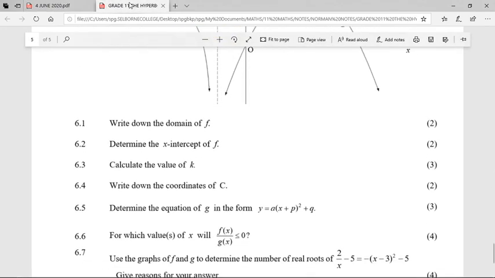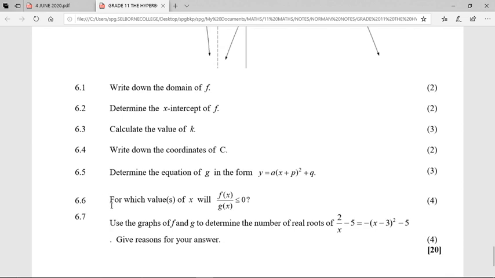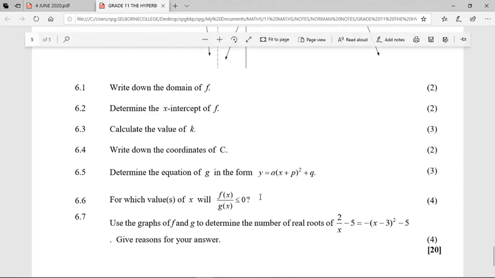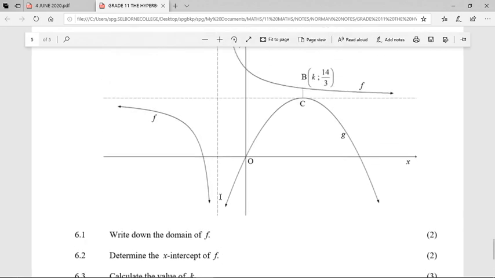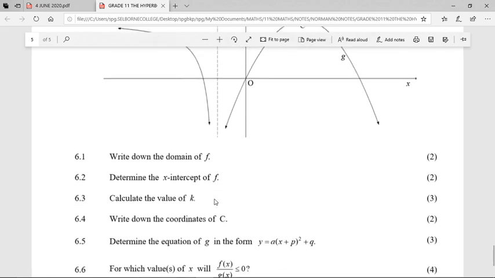6.6 and 6.7. Now step it up. Are you ready? 6.6 says, for which value or values of x will f of x divided by g of x be smaller or equal to 0? Right. So f of x, let's just make sure we're ready for this. F of x is our hyperbola and g of x is our parabola.